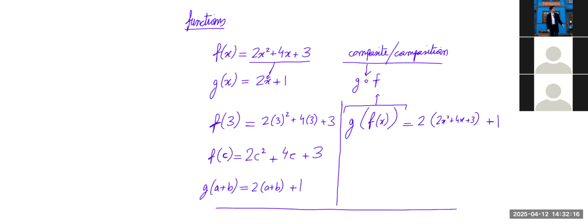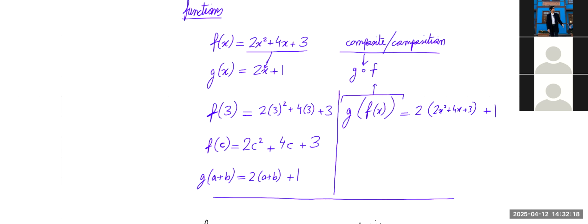G of a plus b. What I'm trying to explain here is that you can put anything in the input and it'll just show up at the x value. Okay. So you see 2 times a plus b plus 1. Basically, I just put a plus b in place of x.